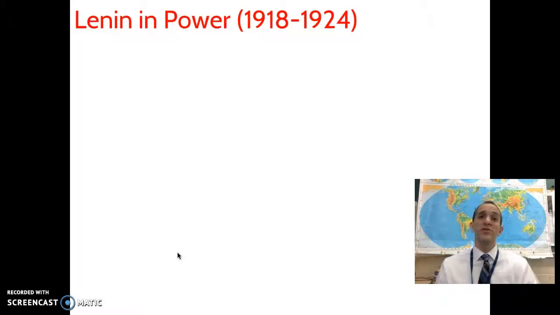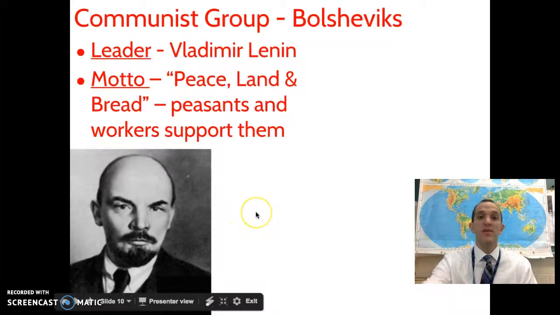And what occurs is, over the course of this revolution, they overthrow the Tsar. The Tsar actually steps down. He's like, this is crazy. I don't want any part of this. And he steps down from power. And Lenin and the Bolsheviks come into power. So from 1918 to 1924, we have this guy, again, here he is, Vladimir Lenin in power.